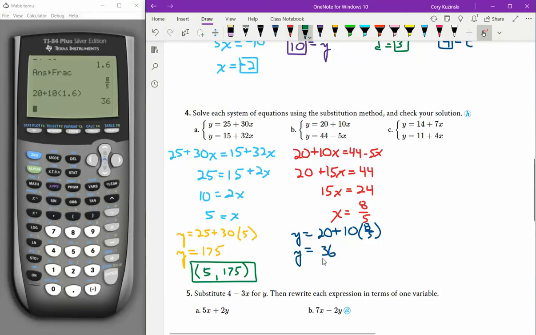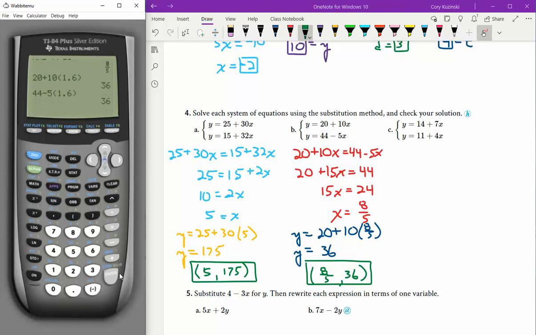So our solution here is 8/5 and 36. Maybe we check our answer algebraically here. We already know 20 plus 10 times 8/5 is 36. How about we put it in the second equation? We'll go 44 minus 5 times 8/5, which is 1.6. And that gives us 36 as well. So we're good there.